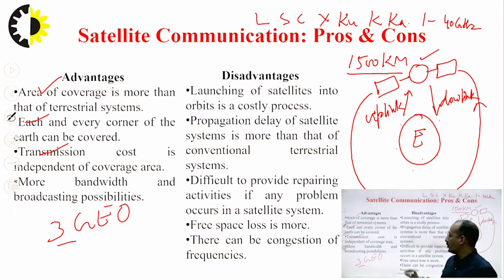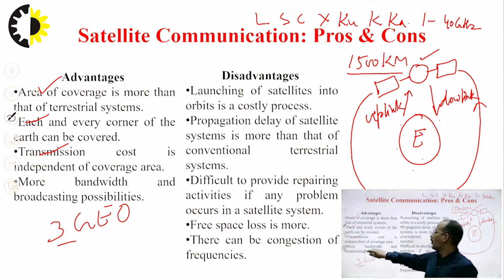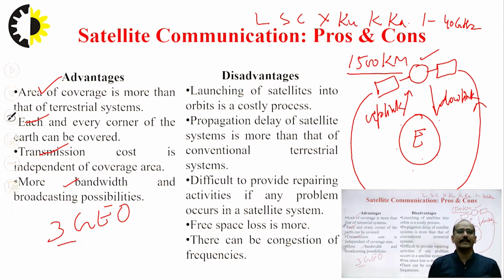That's why you are initially giving only the cost of 3 geosatellites, and that is going to cover the complete earth. That's why the transmission cost is independent of coverage area. Also, there are more bandwidth and broadcasting possibilities, as you can use all the data, all the systems at the same time with multiple access techniques and multiplexing techniques with a higher bandwidth range, and that lies between the 1 to 40 gigahertz range, so you can easily increase the advantages of satellite communication.